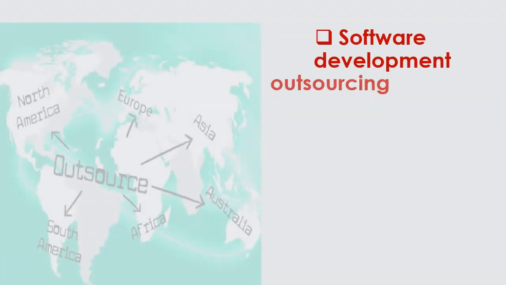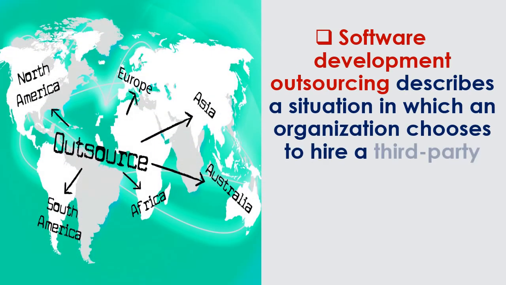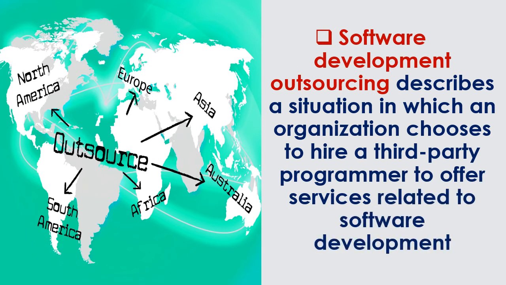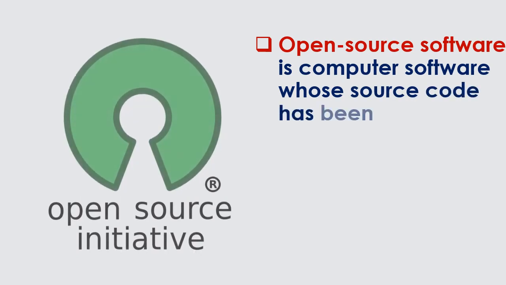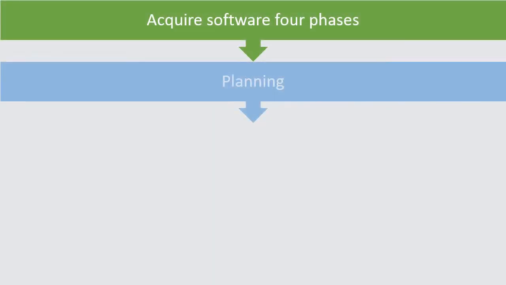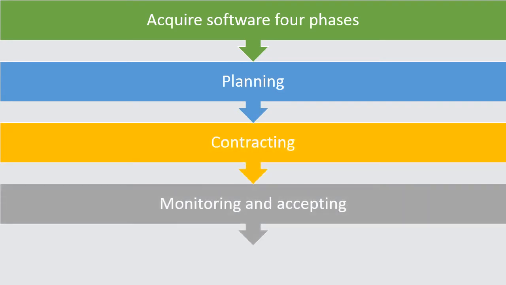Software development outsourcing describes a situation in which an organization chooses to hire a third-party programmer to offer services related to software development. Open source software is computer software whose source code has been made publicly available. The process to acquire software has the following 4 phases: planning, contracting, monitoring and accepting, and follow-up.